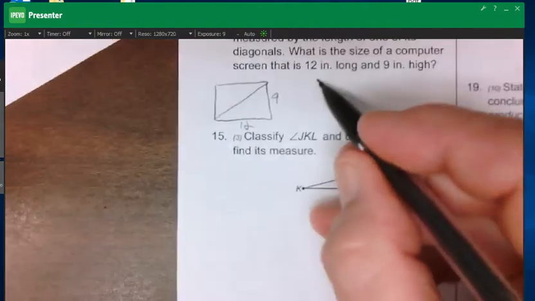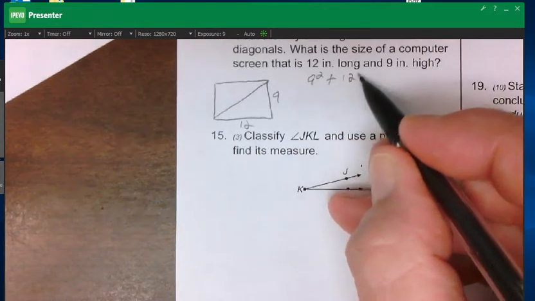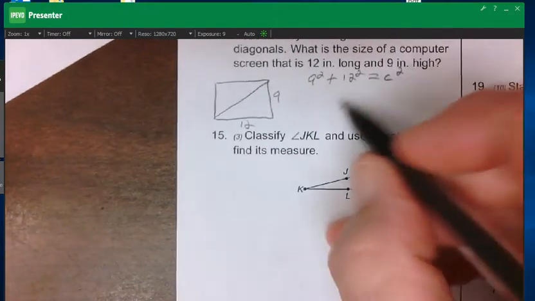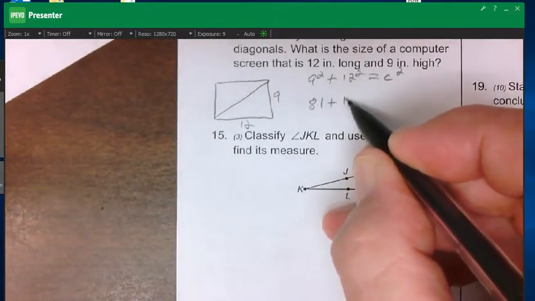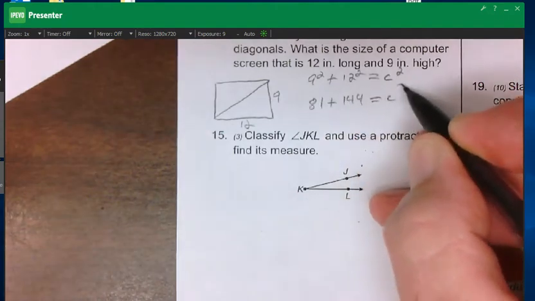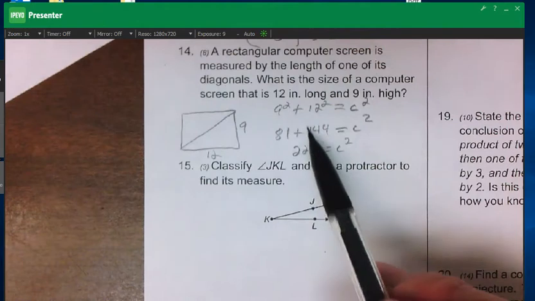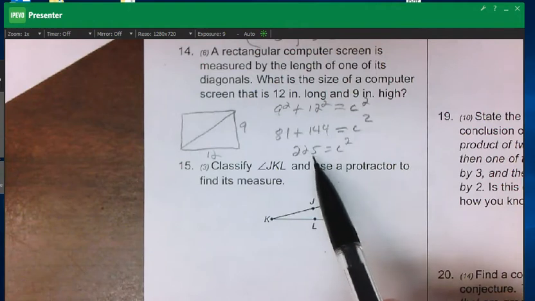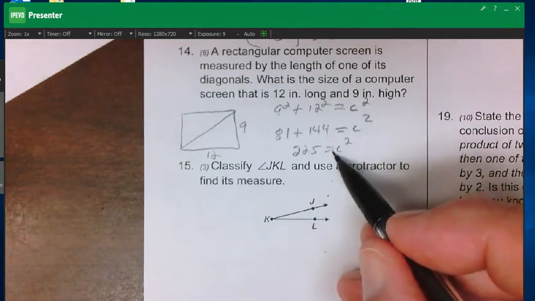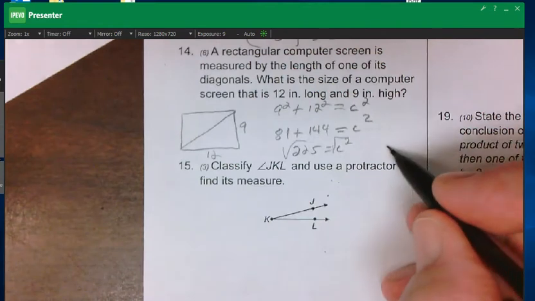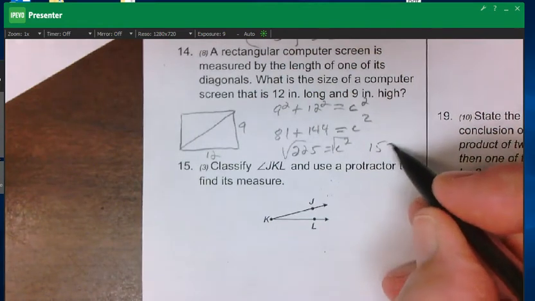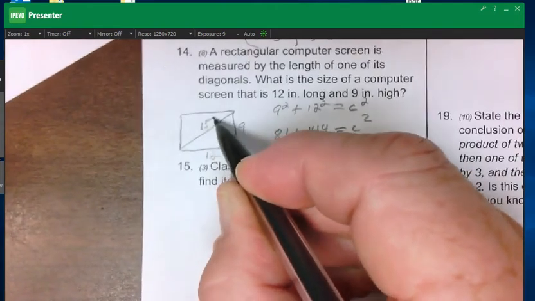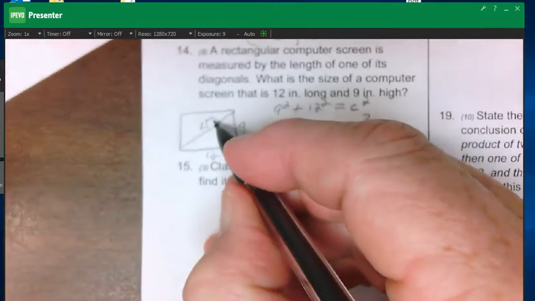And we're going to do Pythag, 9 squared plus 12 squared equals, that's going to be our diagonal, I'll just call it c squared. So that's 81 plus 144 equals c squared. I've worked that down. Add these up, and we get 225. You can square root both sides, and that gives you 15 equals c. There's our answer. So this dimension, the diagonal, is 15 inches.